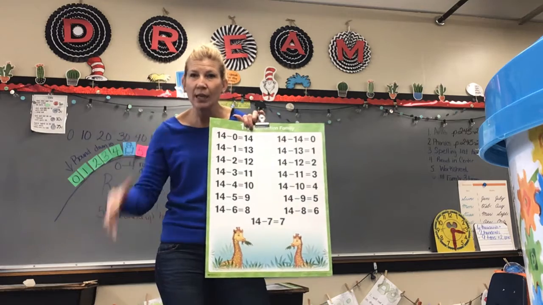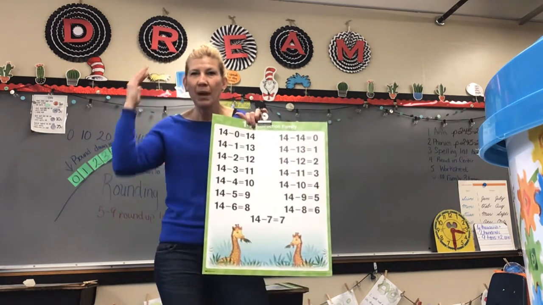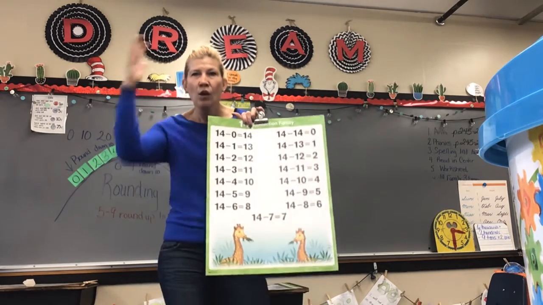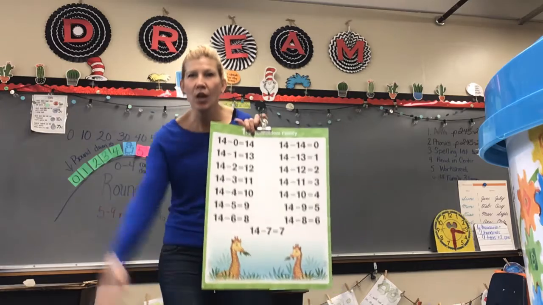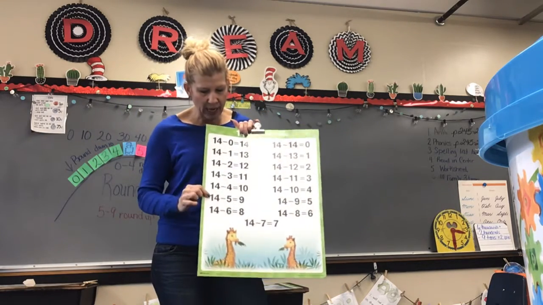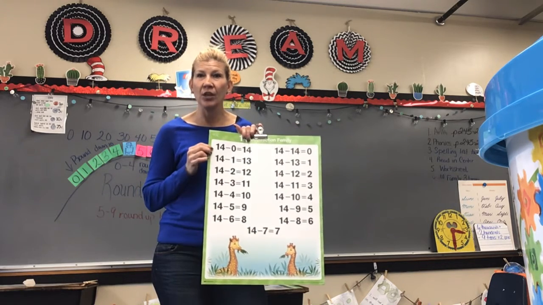14 minus 1 equals 13. 14 minus 2 equals 12. 14 minus 3 equals 11. 14 minus 4 equals 10. 14 minus 5 equals 9. 14 minus 6 equals 8. Good job. Let's do it again. And again, try to be able to do it without looking.